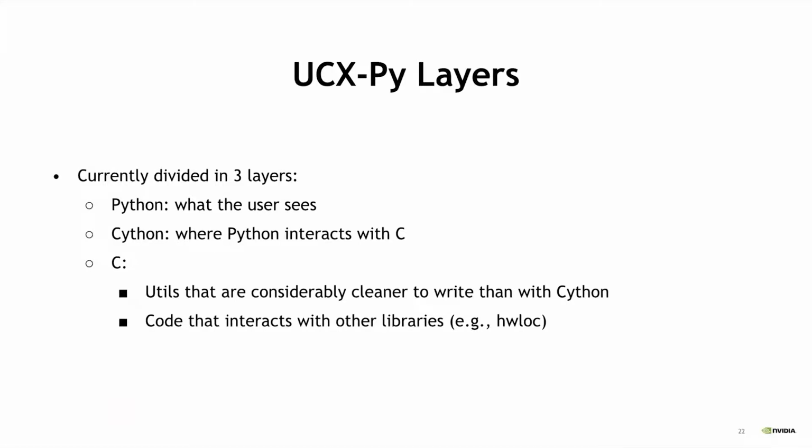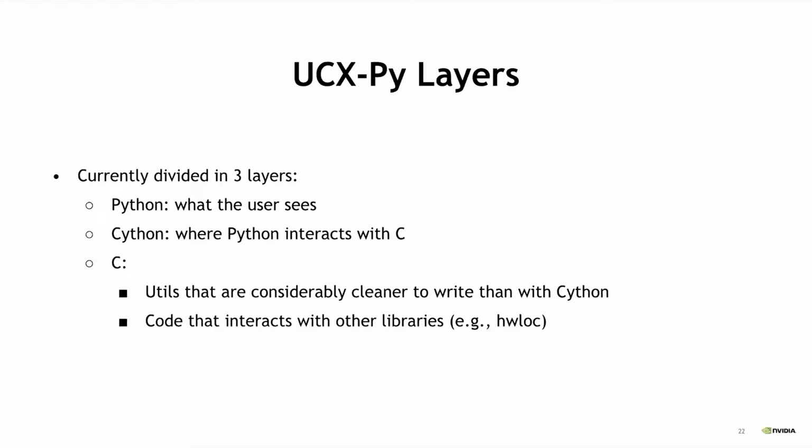Talking a little bit about the internals of UCX-Py. UCX-Py is currently divided into 3 layers. The Python layer, which is what the user sees. This is pretty much the API that I have shown earlier in the presentation. The Cython layer, where Python interacts with C. So that's where all the UCX interaction is happening.